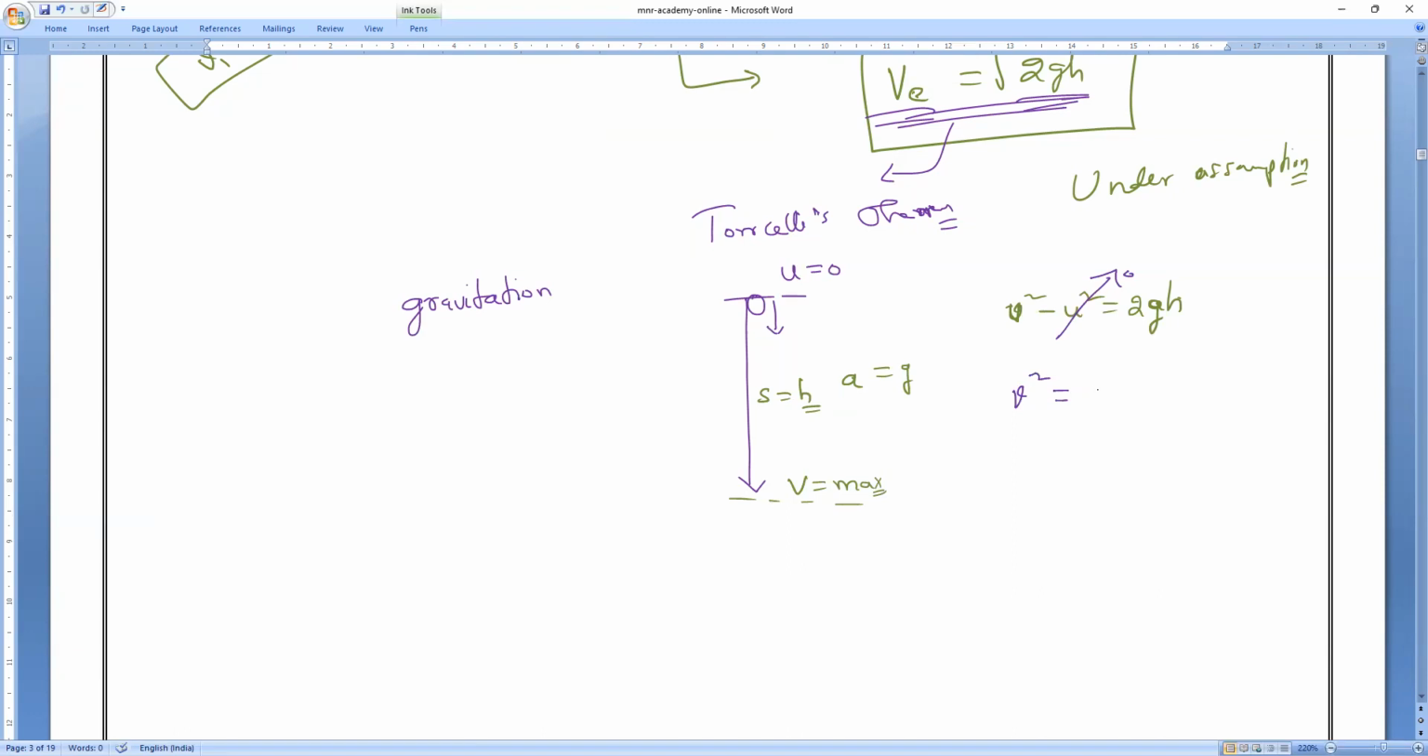So final velocity squared is equal to 2gh. Now velocity is equal to root over 2gh. That is only Torricelli's theorem. The same formula, same thing. I hope you all understand, everybody. What we have done, that is only Torricelli's theorem.